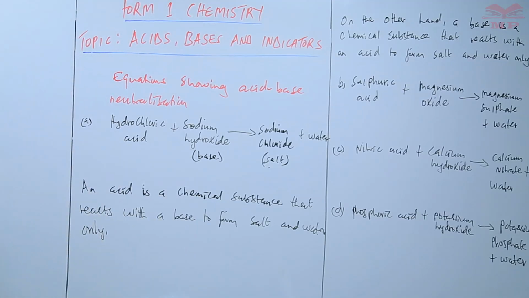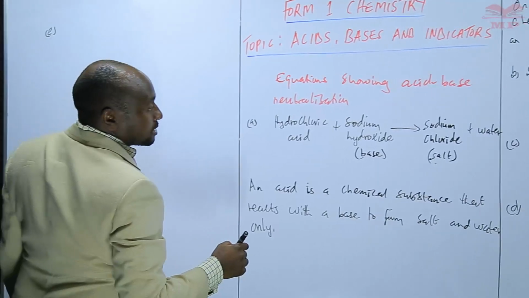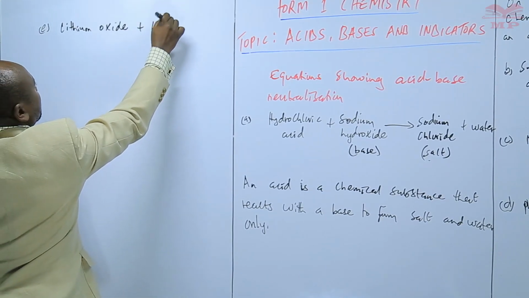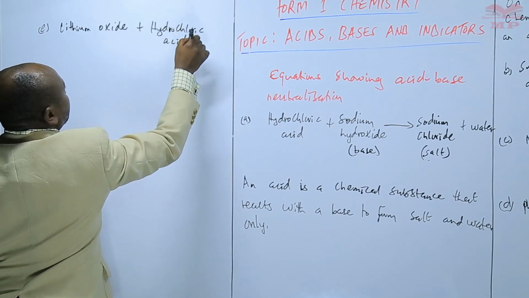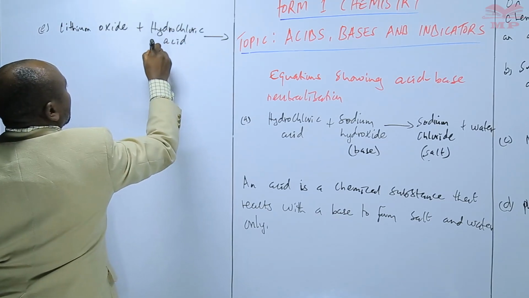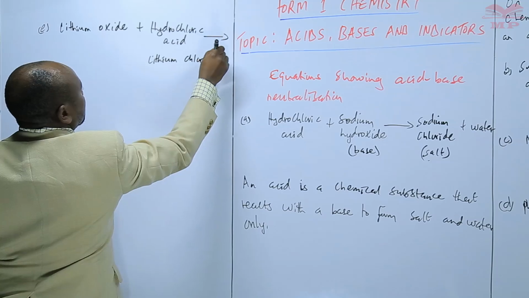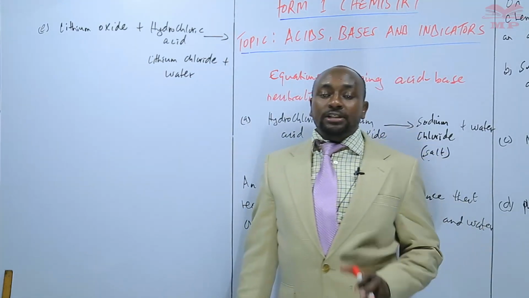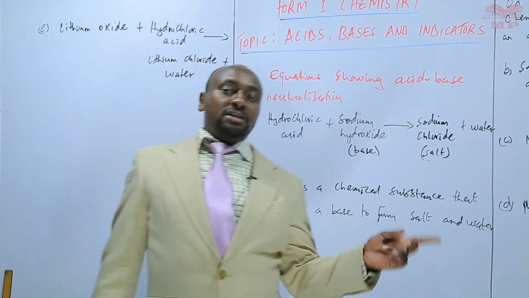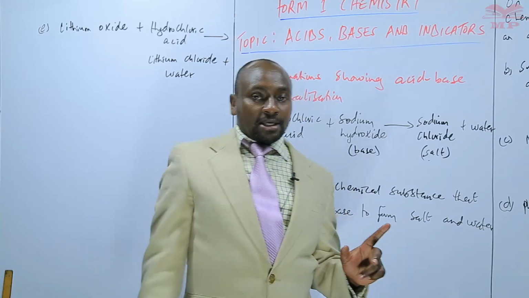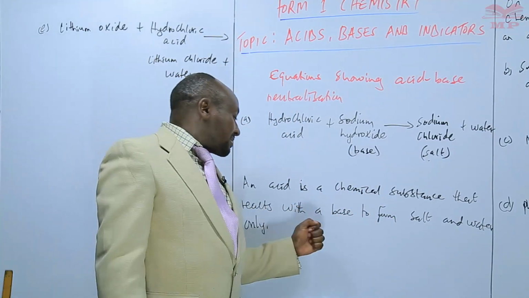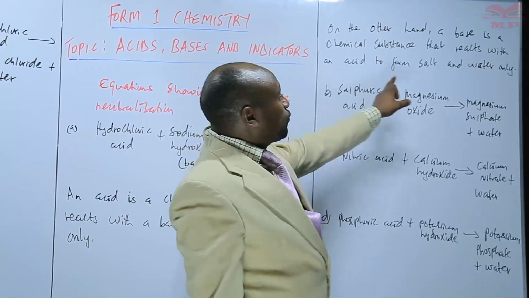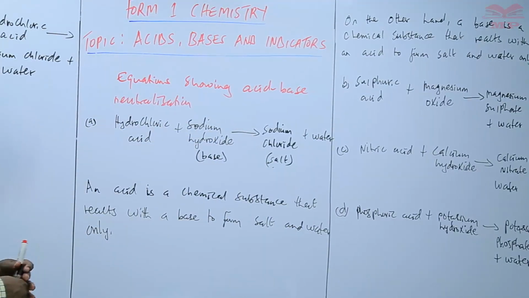You can still take one more example and say, for instance, lithium oxide plus hydrochloric acid is going to give us lithium chloride plus water. So in all these examples, we are forming a salt and water. In a neutralization reaction, an acid-base reaction, salt and water are the only products. And that's why we defined an acid as a chemical substance that reacts with a base to form salt and water. We also defined a base as a chemical substance that reacts with an acid to form salt and water only, or as the only products.